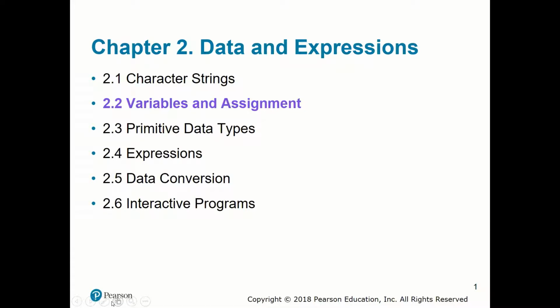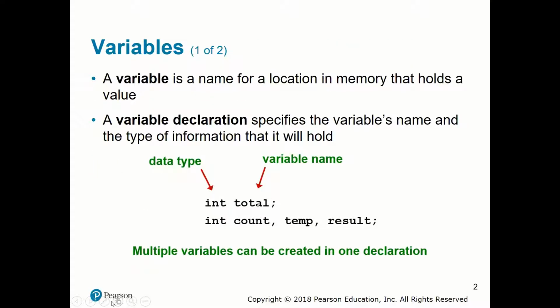In this section, I am going to explain variables and assignment operators in Java. A variable is a name for a location in memory that holds a value. Actually, a variable is a space for holding data.